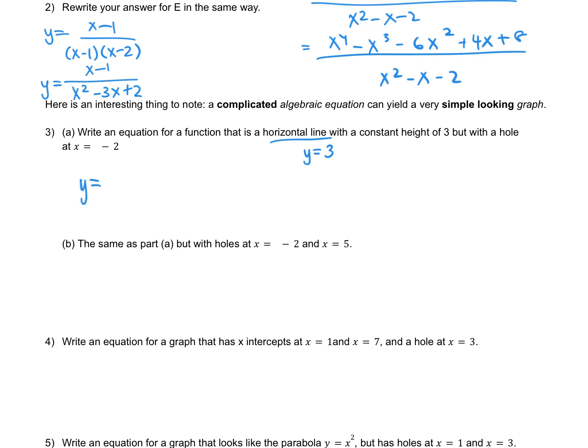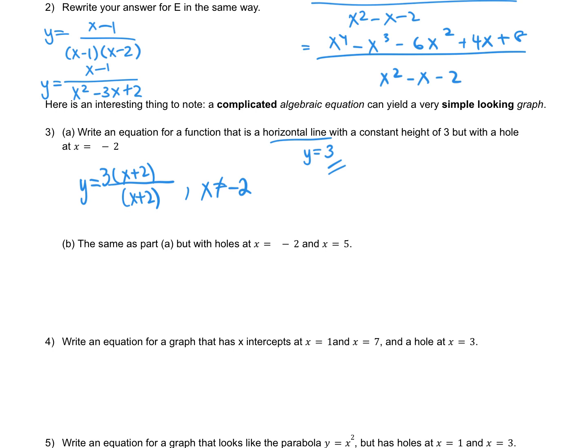Okay, so if there's a hole, I need x plus 2 in the numerator and the denominator to cancel out. But when it cancels out, I said I wanted it to clean up to 3. So we'll add that out in front. And then I can state my restriction.